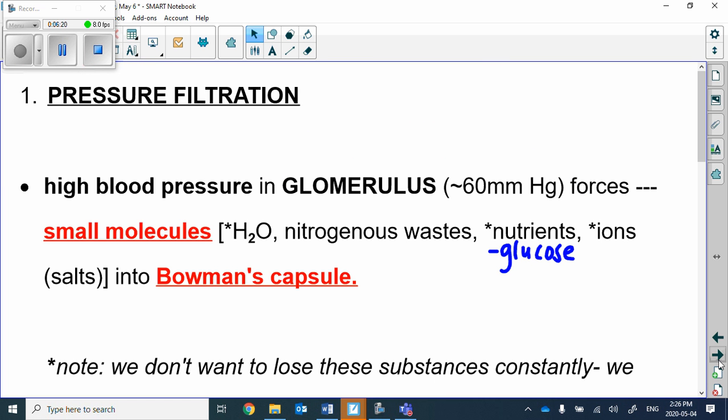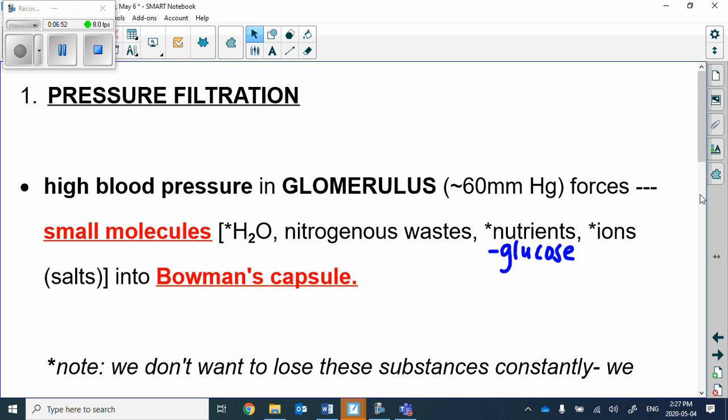So pressure filtration is the first part of urine filtration, and the high blood pressure in that glomerulus. So again, because that juxtaglomerular apparatus is releasing a chemical called renin, it will actually up the blood pressure. It forces small molecules, so water, nitrogenous waste, nutrients like glucose, and ions like salts into the Bowman's capsule. We're going to do a concept map in the future. So the concept map is going to ask you what is forced through the glomerulus into the Bowman's capsule. So this list of things here are what you're going to want to write down in that.